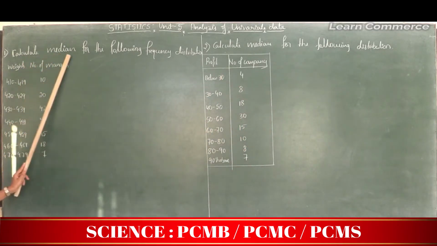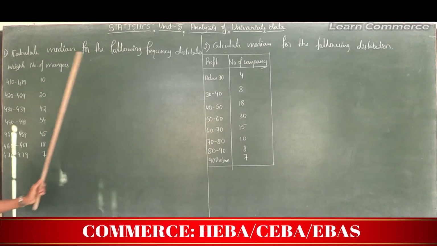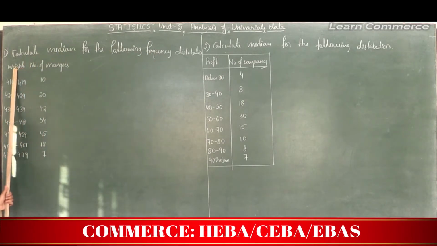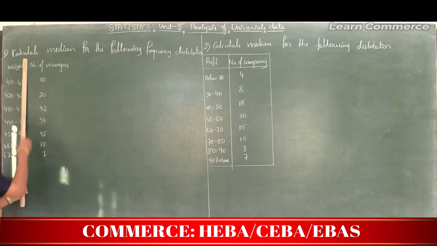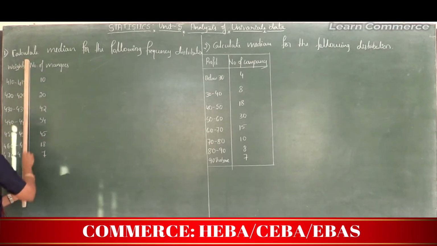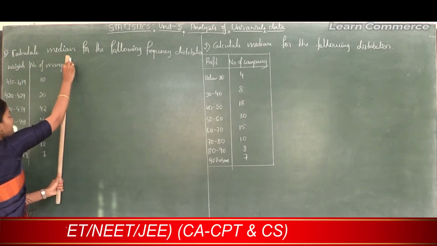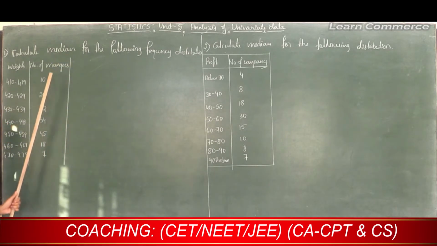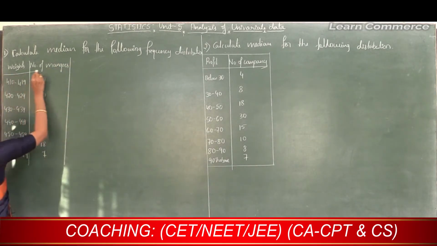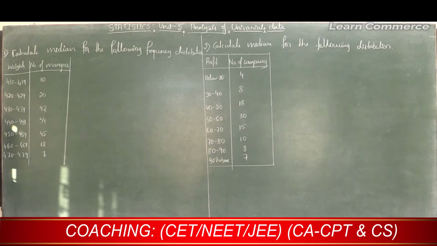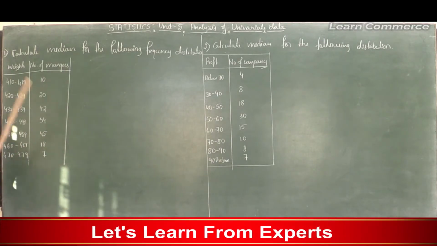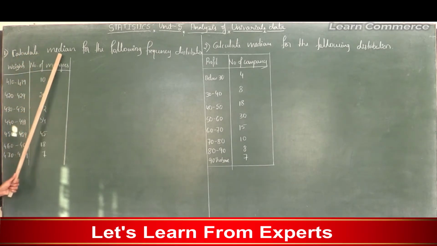Calculate median for the following distribution. The given information is weights and number of mangoes. Here weights are nothing but class intervals, and number of mangoes is nothing but frequencies. So the given observations are a continuous frequency distribution, and we need to calculate the median.